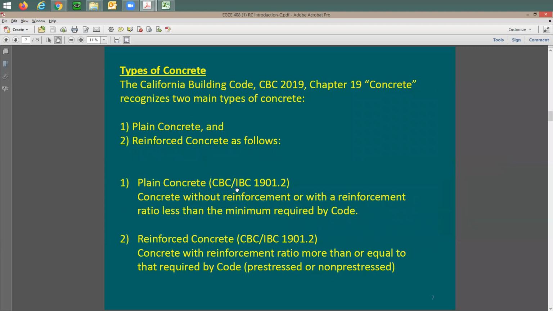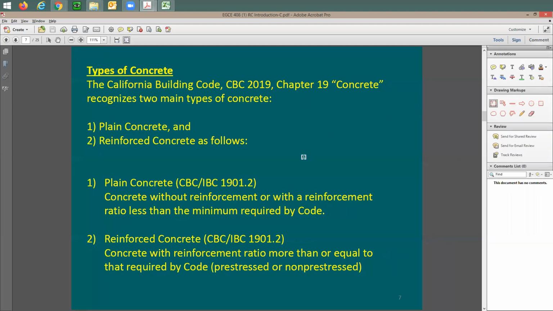It says here CBC. What is CBC? Anyone knows what's CBC? California Building Code. Yeah, what is IBC? International Building Code. Yeah, so let me type it. This gives you the CBC, IBC, International Building Code. So this gives you the article number within the code, so that when you see it later on, you'll know what I'm talking about. This article 1901.2 means chapter 19. So you need to know that this gives you chapter 19 of the CBC or IBC.